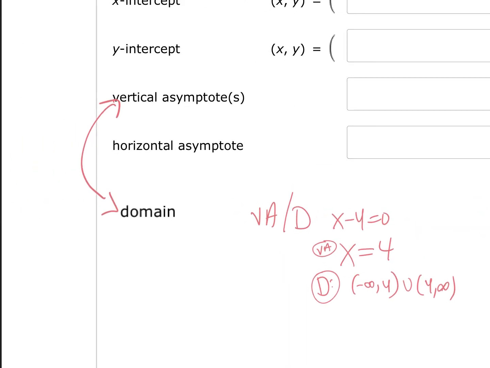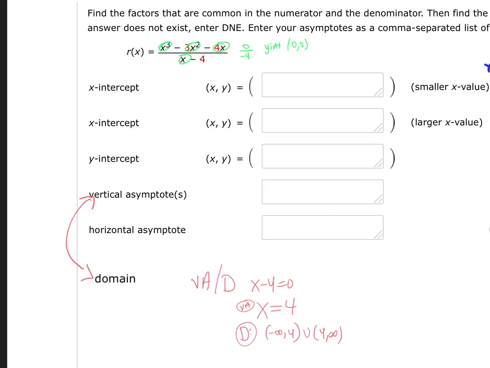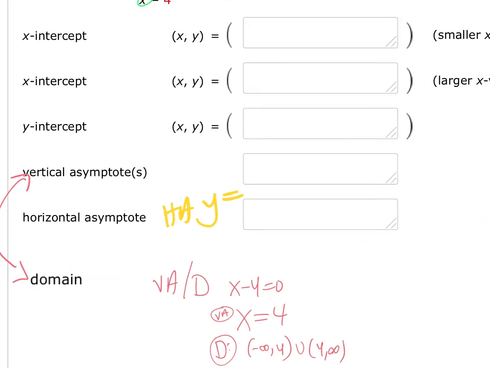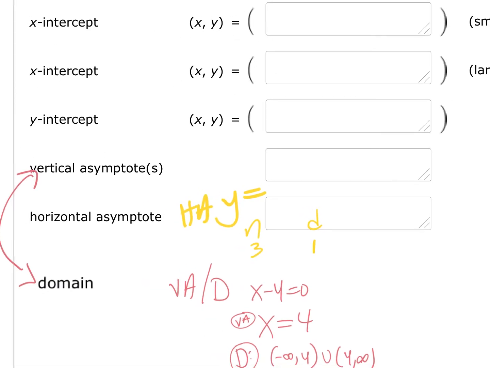I want to talk about something in a second. If I were asked for a hole, what do I do again? Numerator and the denominator. Good. All right, guys. Horizontal asymptote. We check the numerator and the denominator degree. My horizontal asymptote is going to be at y equals. My numerator degree is 3. My denominator degree is 1. When the numerator degree is greater than the denominator degree, what is my horizontal asymptote? There is none, so you just tell me none. Good.